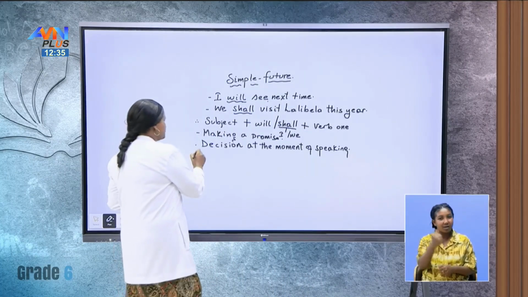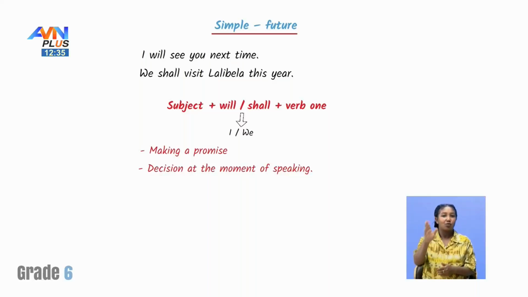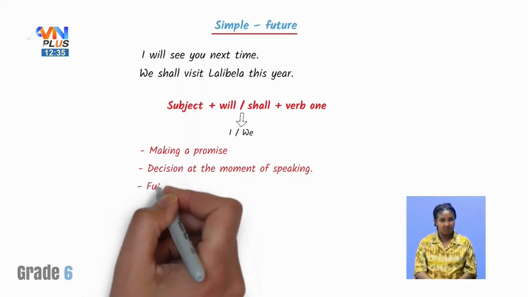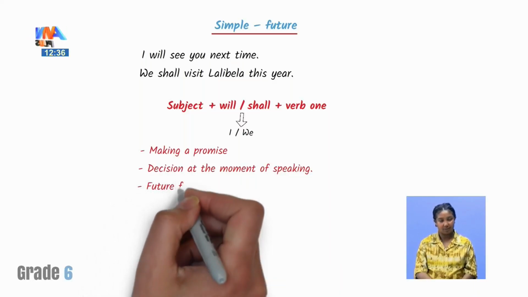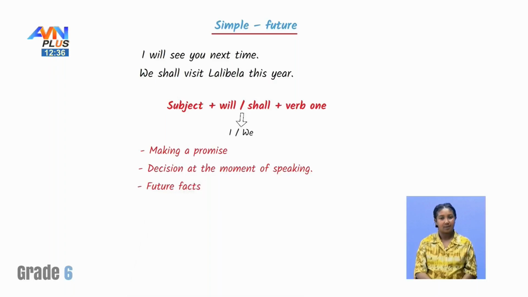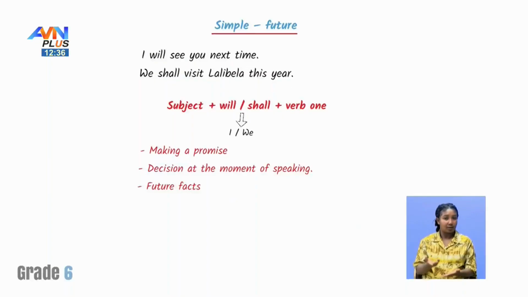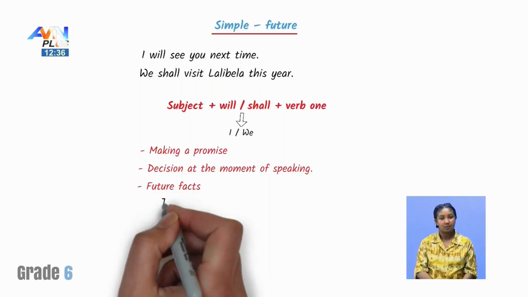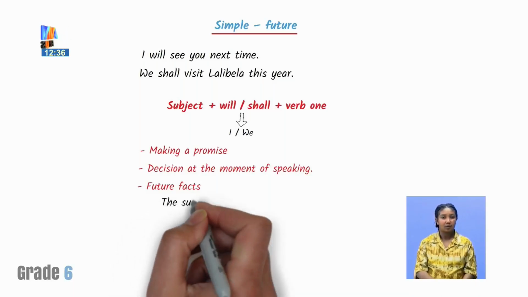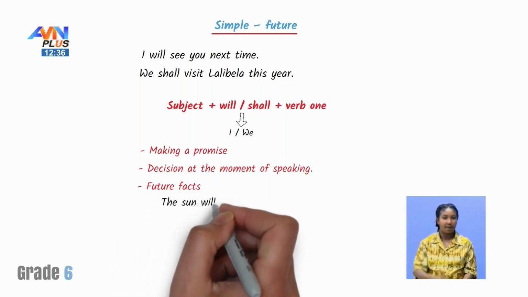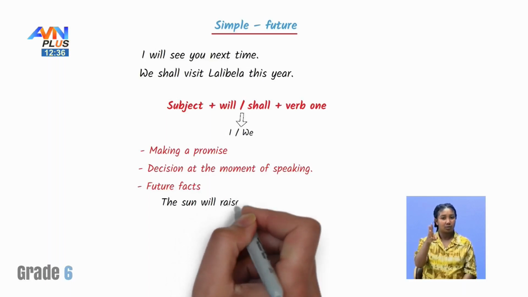Another one is future facts. Future facts. Like, for example, I might say, yeah, the sun will rise tomorrow.